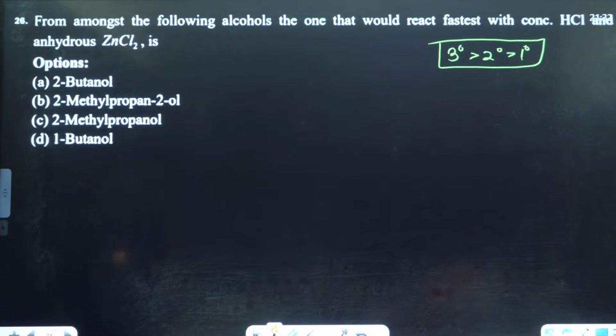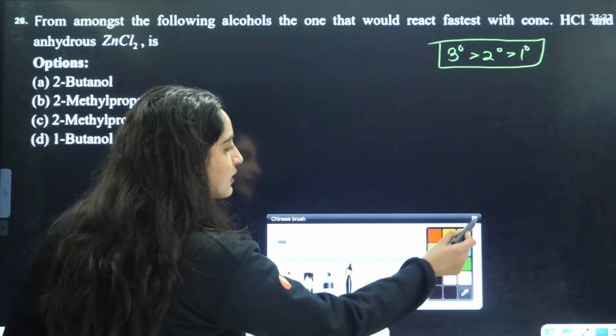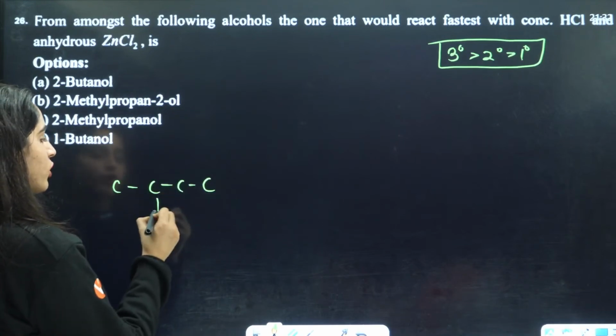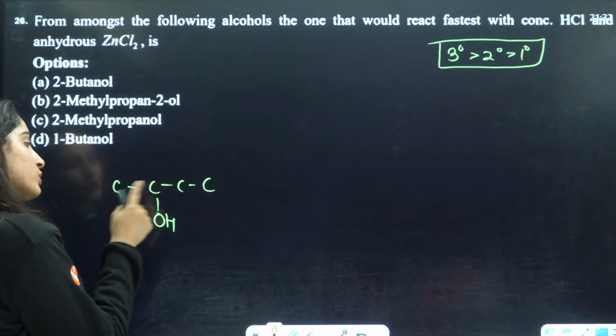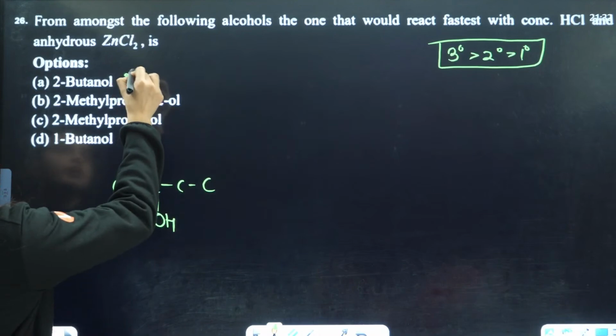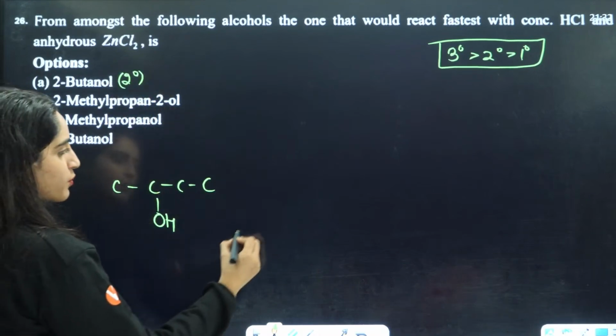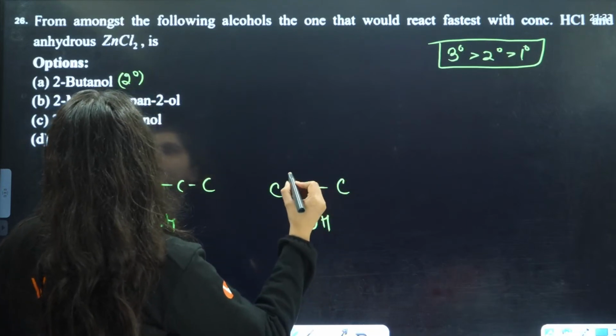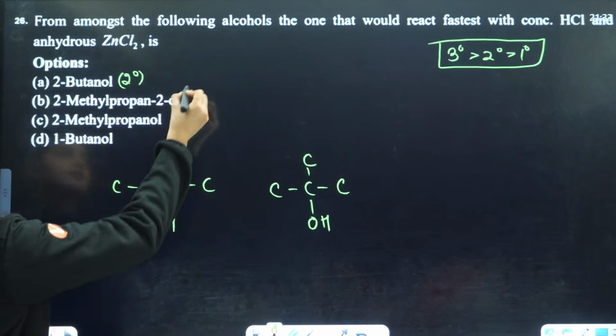Which of the following is a 3 degree alcohol, guys? So 2-butanol is 1, 2, 3, 4. In 2-butanol, the oxygen is connected to a carbon which is connected to only 2 further carbons. So this is a 2-degree alcohol. What about this one? Propanol. 1, 2, 3, and here you have 2-ol and here you have 2-methyl. So definitely this is a 3-degree alcohol.